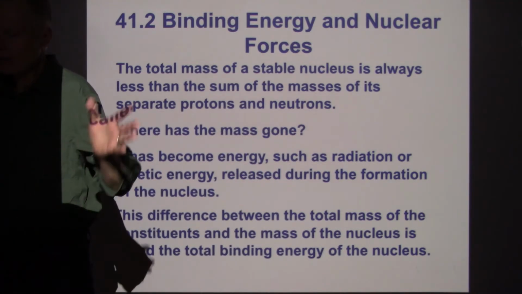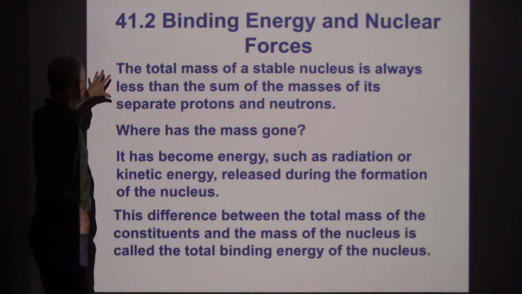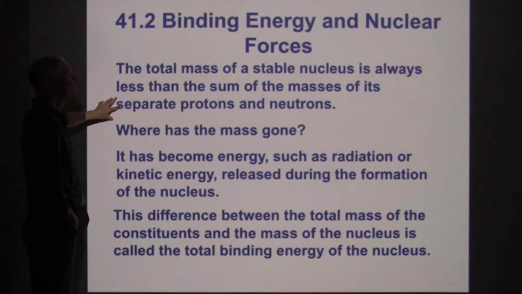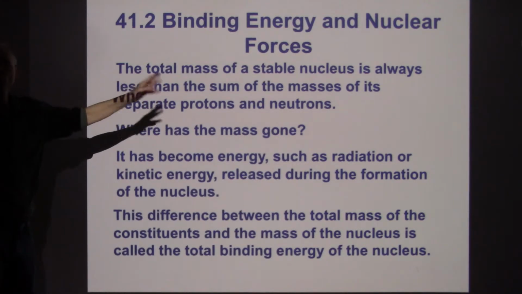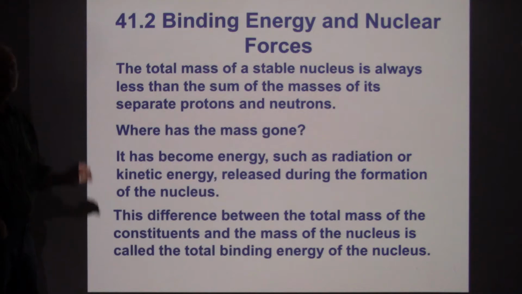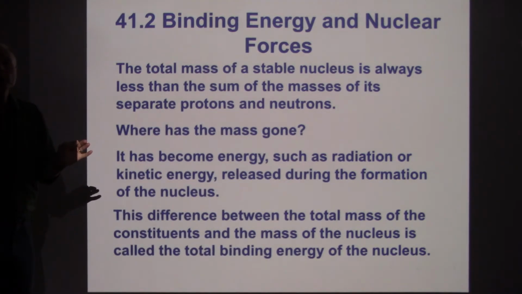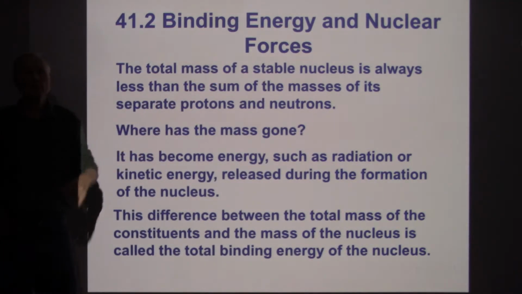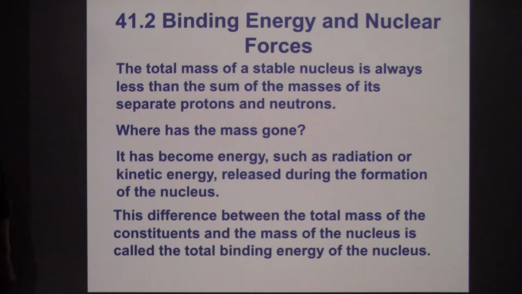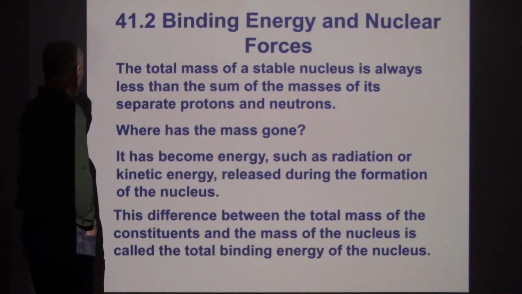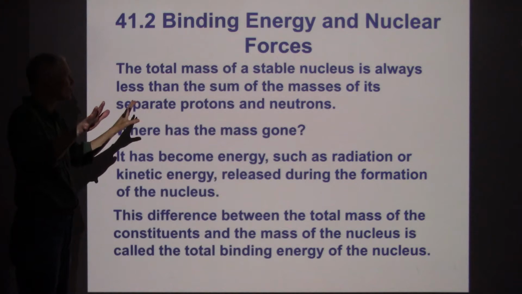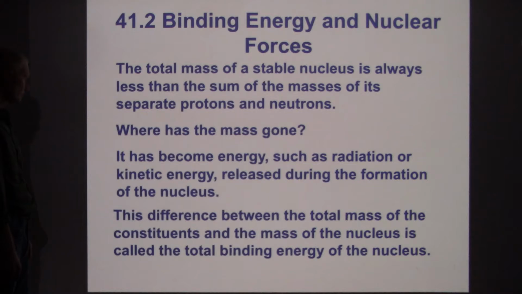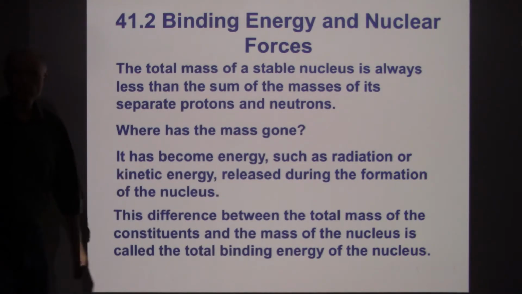Okay, so this is a lot of writing on this one. This is just reminding us that the total mass of a stable nucleus is always going to be less than the masses of the individual constituents, even for an unstable nucleus, even for a radioactive nucleus. Any nucleus that exists at all, even if it's for a short time and it undergoes radioactive decay, has a mass less than the mass of the individual protons and neutrons that make it up. Where has the mass gone? It's been radiated away as energy, or else it's come out as kinetic energy in the products. And this is referred to as the total binding energy.